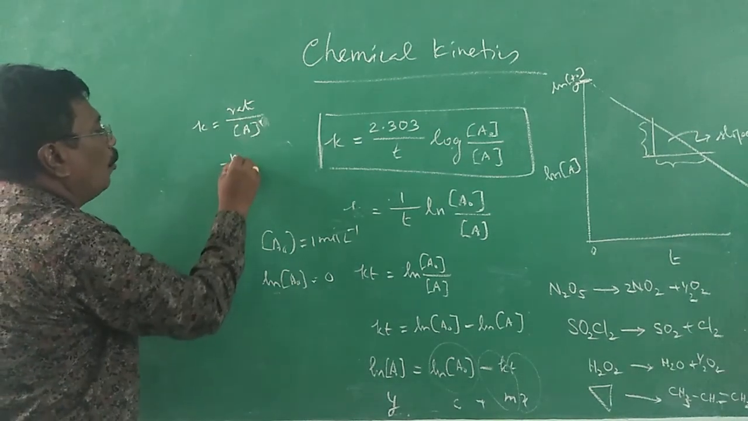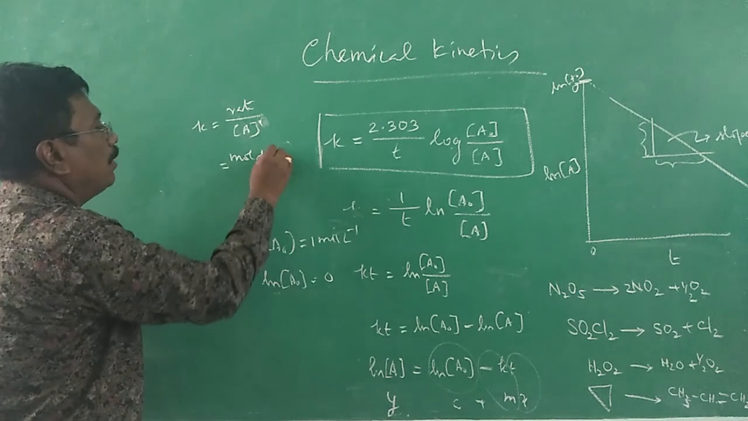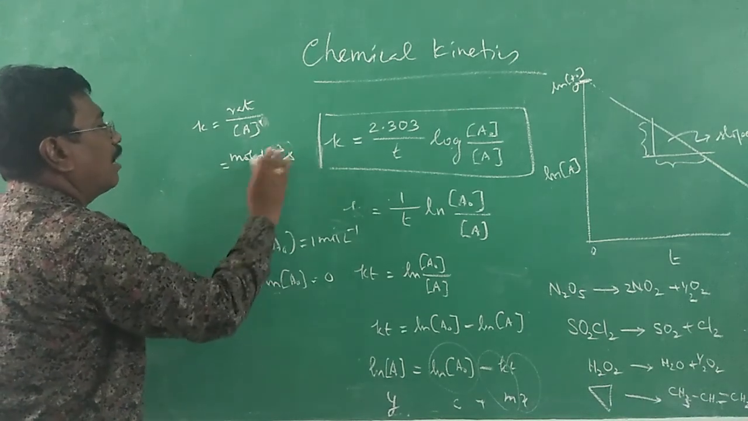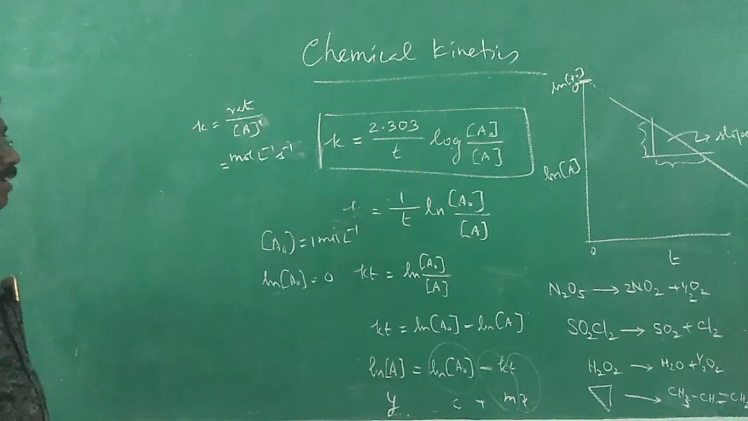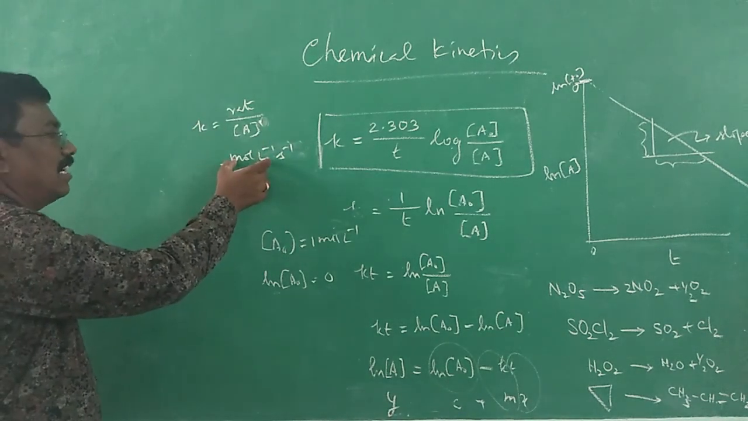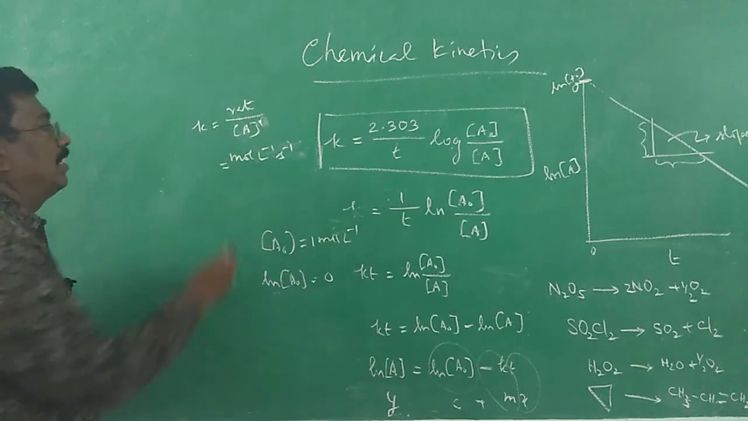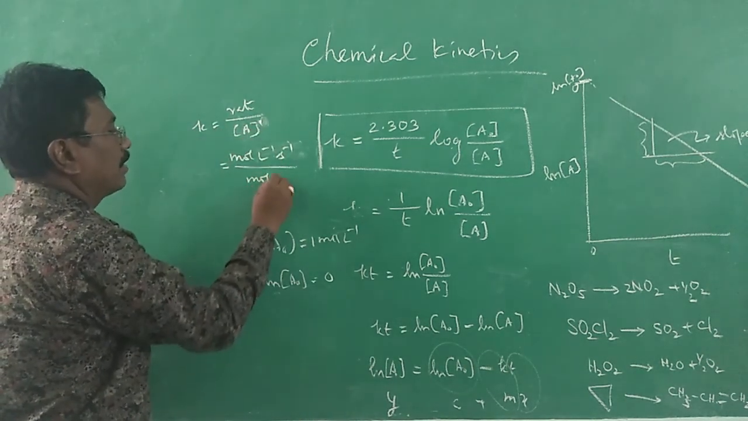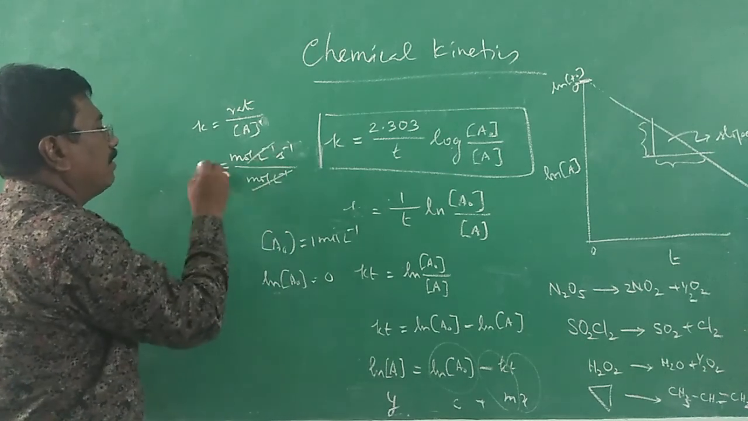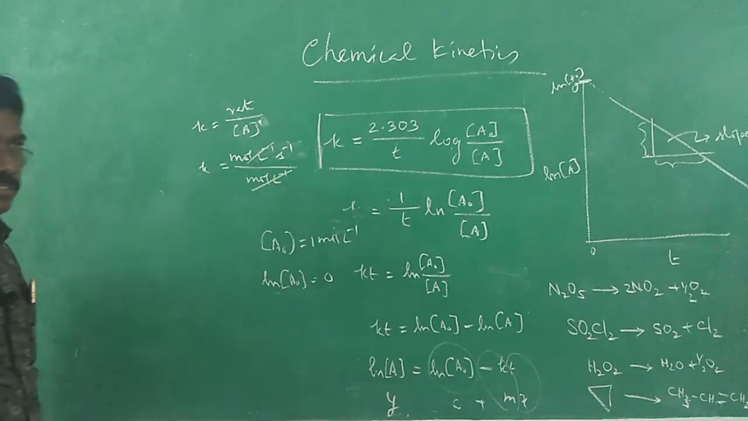Now, what will be the unit for rate constant? Unit for rate is mole per decimeter cube per second, or mole per liter per second. In both ways we can say. Change in concentration per unit time divided by, here only unit power of the concentration, mole per liter. Therefore, the unit will be per second for rate constant. That is first order reaction.